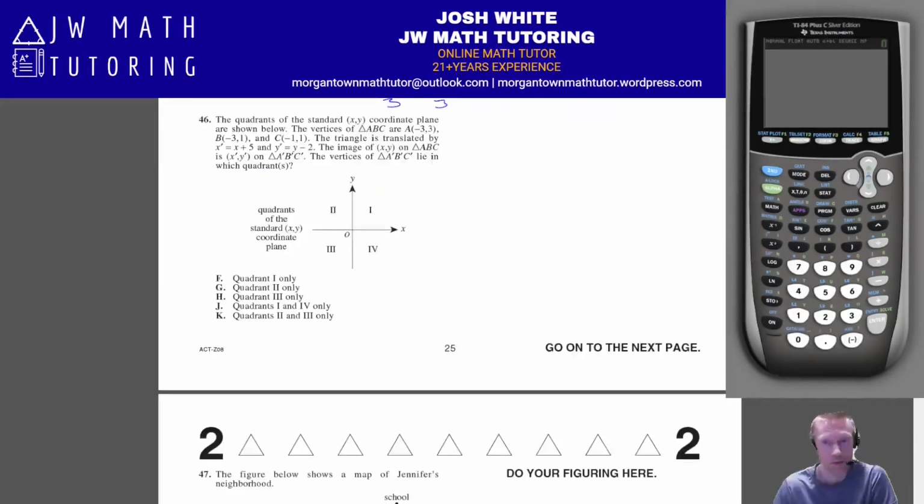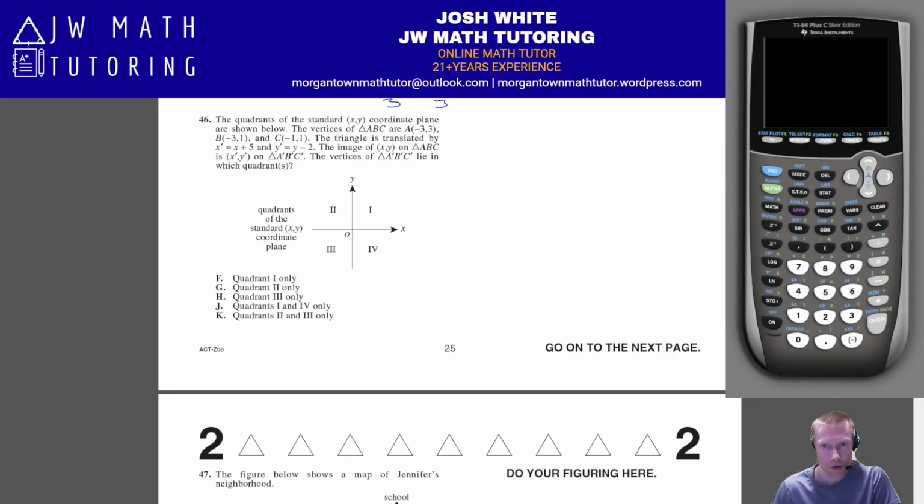Page number 46. So this is an interesting problem because you have basically a triangle that you're given. It has 3 vertices, and then it goes through a translation with both a horizontal and vertical component, and then they want to know where the vertices of the new triangle lie, basically where the image lies.